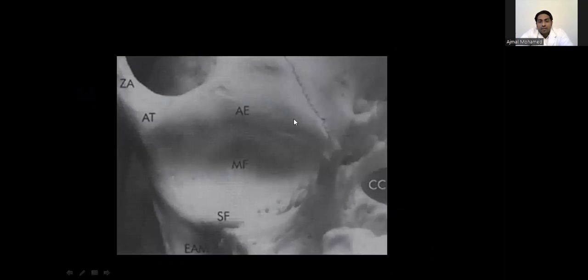So this is a cut section of the anatomical features of the temporal portion of the TMJ, and this depressed portion is called the mandibular fossa, or the glenoid fossa. And AE is the articular eminence, AT is the articular tubercle, ZA is the zygomatic arch, and EAM is the external auditory meatus.